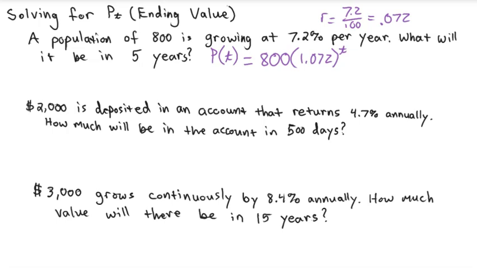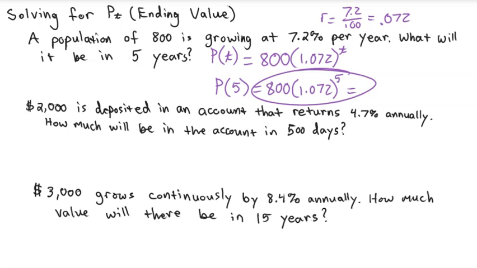So here's what we do. We take our exponential function and we plug 5 in for t. So we're identifying what is P of 5. And P of 5 is going to be 800 times 1.072 to the 5th power. There's no algebra that has to be done. All we have to do is just plug this into a calculator. So let's switch over to a calculator.